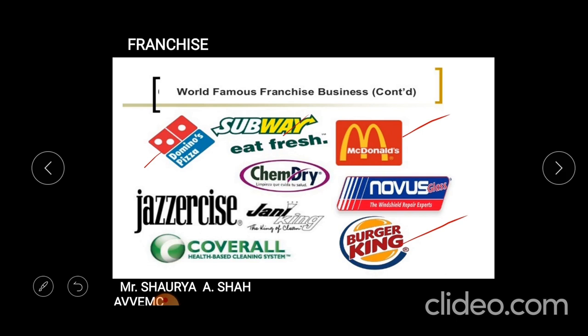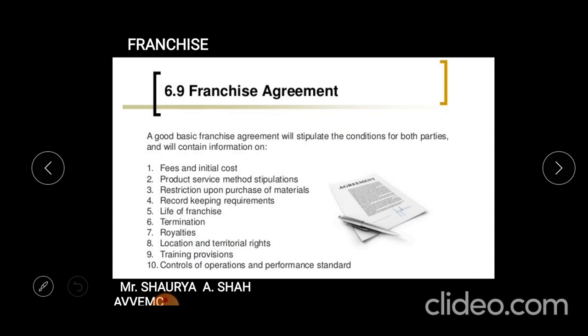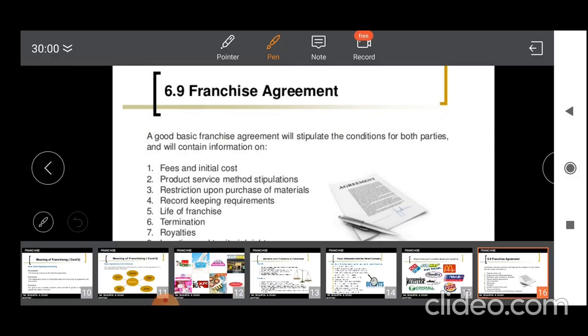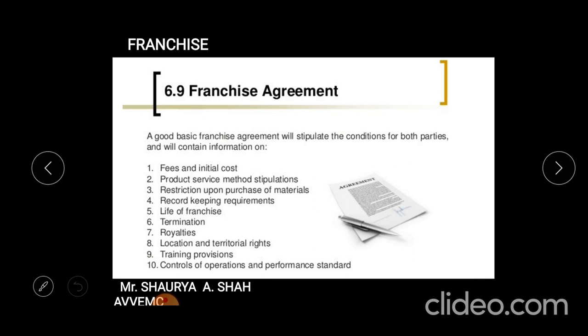Fine. Moving on to the franchise agreement, right? Students, when you are doing a franchise agreement, what conditions are good for both the parties, that needs to be understood. A good franchise agreement should have the following characteristics. The first among that is your fees and initial cost, right?